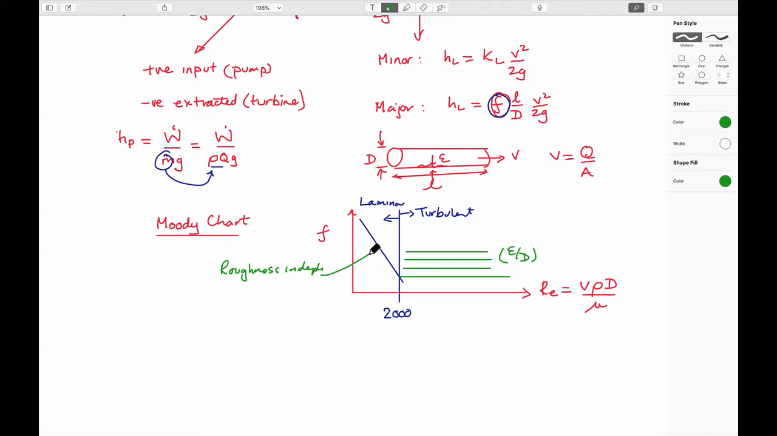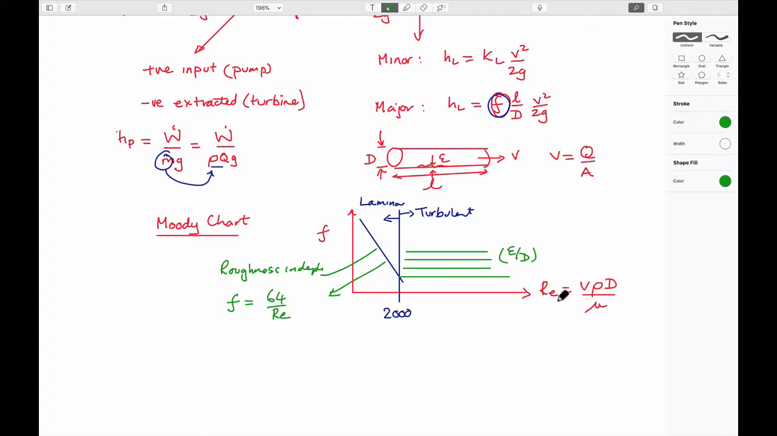And this trajectory here is actually the friction factor being equal to 64 divided by the Reynolds number. And so in this regime, roughness doesn't matter. You can always get the friction factor from the Reynolds number, and the Reynolds number is a function of the diameter of the pipe and the fluid characteristics. So you can always get that from that system.